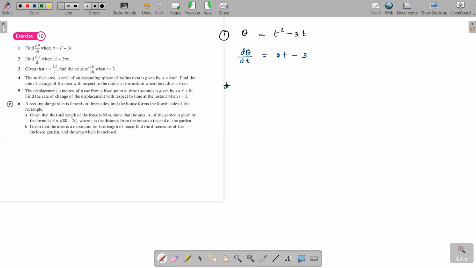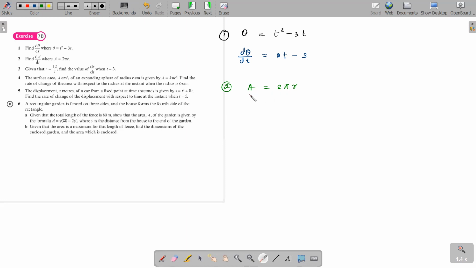Okay, question number 2. Find dA/dr where A equals 2πr. So how do we find dA/dr? Once again here you need to identify who are your variables and who are the constants. Remember A is of course the area, r represents the radius here. So you need to identify here 2 and π are what? 2 and π are constants. So when you're differentiating, the constants stay aside, right? They stay aside while the variables differentiate.